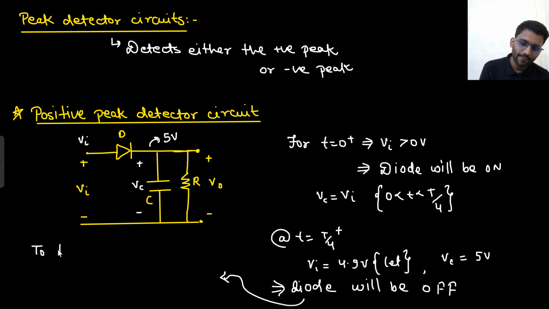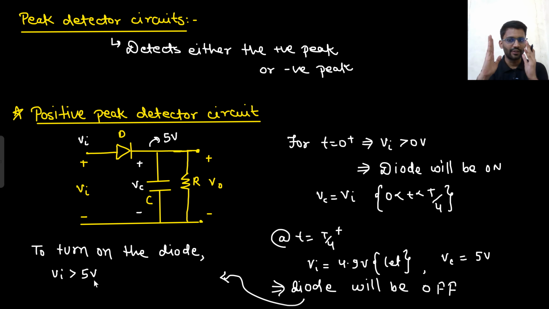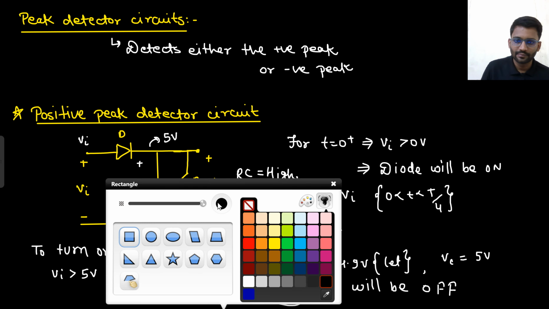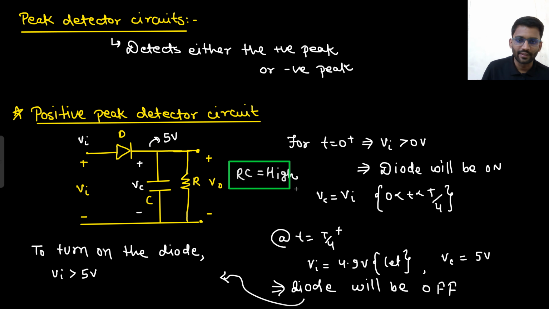To turn on the diode, Vin should be greater than 5 volt, because VC is at 5 volt and this is your Vin. Then only the diode will be turned on. Here also there is one thing, that the RC value is very high. This should be written there. I forgot to write it. Why the RC value should be very high, that we will tell.